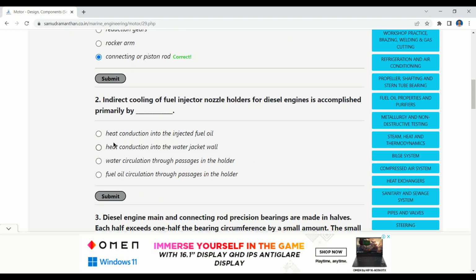Our next question is: indirect cooling of fuel injector nozzle holders for a diesel engine is accomplished primarily by? The options given are heat conduction into the injected fuel oil, heat conduction into the water jacket wall, water circulation through passages in the holder, fuel oil circulation through passages in the holder. The correct option should be heat conduction into the water jacket wall.